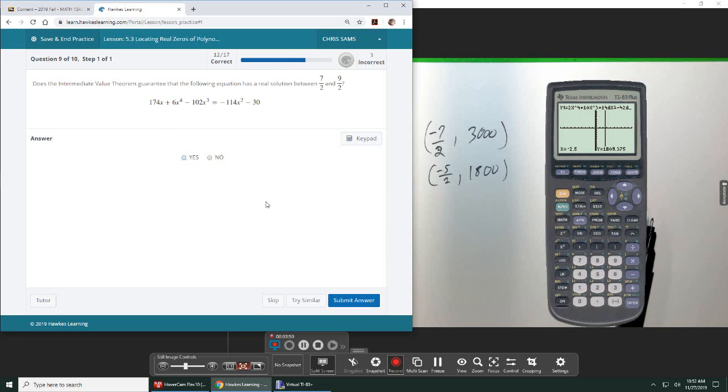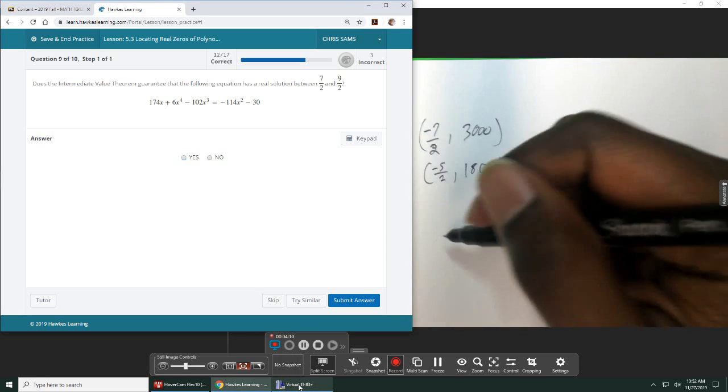All right, number 9 is the same. We're going to do that here. So I'm going to do the same thing. I'm going to graph this. Now, this equation is out of order, and it's not set equal to 0. So we're going to need to move these terms over so that everything's on the same side, and we have 0 on one side.